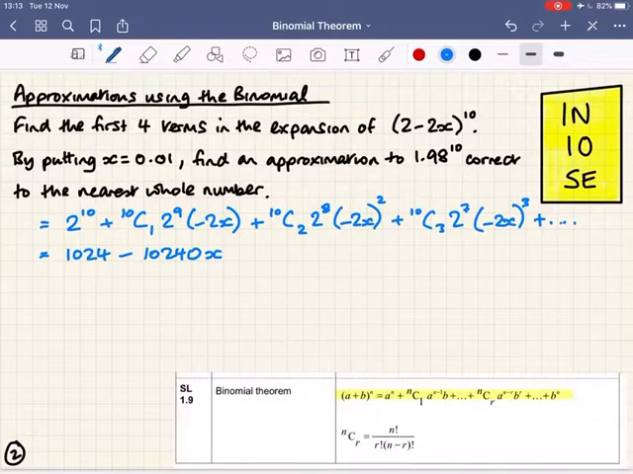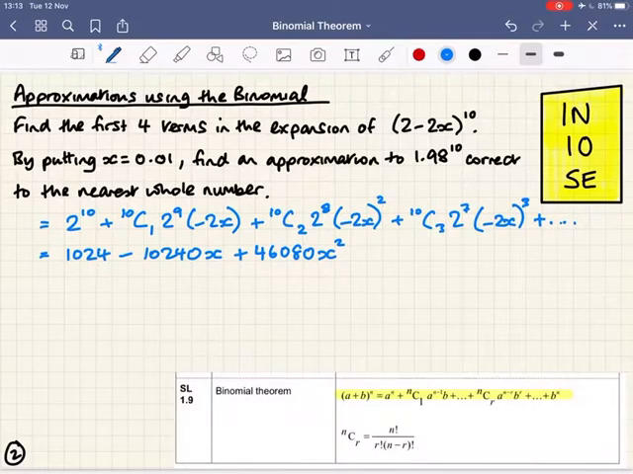10240x. Next, I've got 10c2, again multiplied by 2 to the 10. Well, 10c2 is 45, and 2 to the 8 is 1024. Multiply those two together to get 46080. And this time it's x squared and it's positive because I'm multiplying minus 2x by minus 2x.